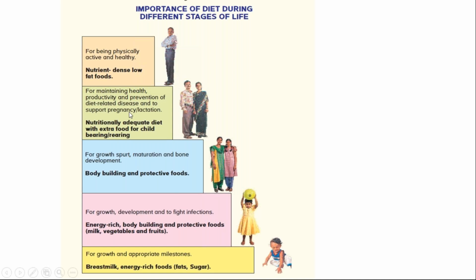As you grow older to about an adult, you will see that a nutritionally adequate diet with extra food for childbearing and rearing is required. But then when you come to the physically active and healthy individual, that is when you are going to be geriatric or almost going to retire, what you need is to take nutrient dense, low fat foods with physical activity. This is taken directly from the book from NIN.